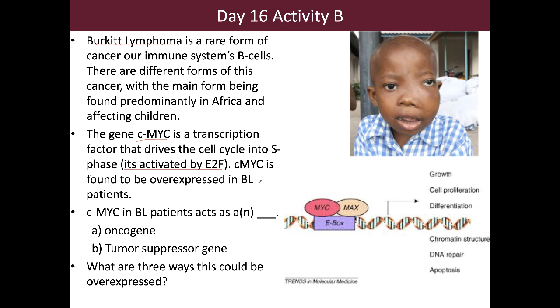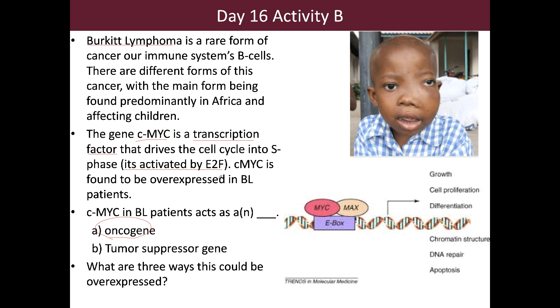We know that c-Myc is overexpressed in Burkitt lymphoma patients. We also know, as I said up here, but I didn't stress it, that c-Myc is a transcription factor, and so it's going to be really important in driving this cell cycle forward. So c-Myc in Burkitt lymphoma patients acts as a blank oncogene or tumor suppressor gene. There's a couple clues here as to why we are going to say that it is an oncogene.